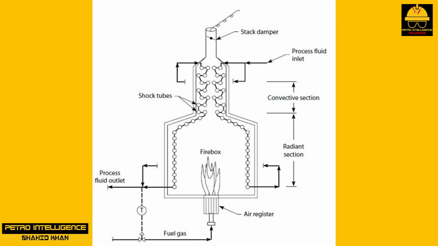If both the process side flow and the fuel gas rate are held constant, the following sequence of events occurs. One, the heater process outlet temperature begins to increase as the excess air is reduced.